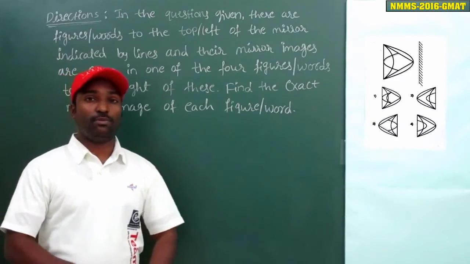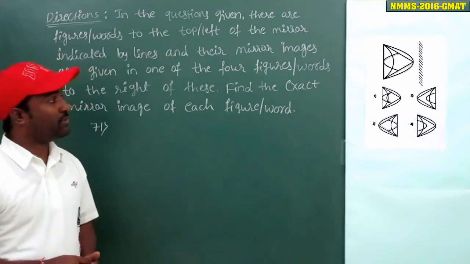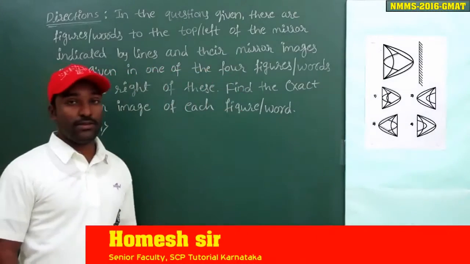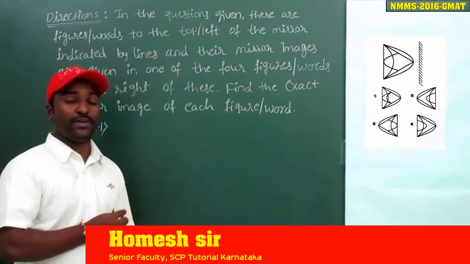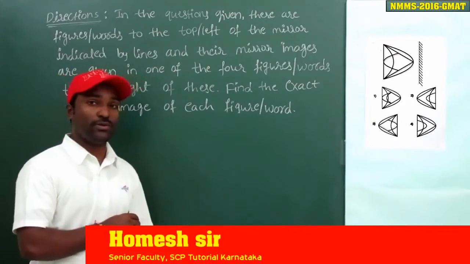Well friends, here is one more problem based on same direction. Problem number 71. We have to find the mirror image for this given figure. Yes, you can draw on the question paper itself, divide the given figure into two parts and then go for drawing the mirror image. The same technique I am going to use here.